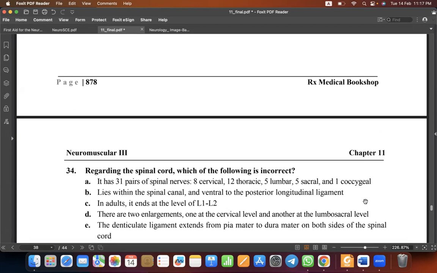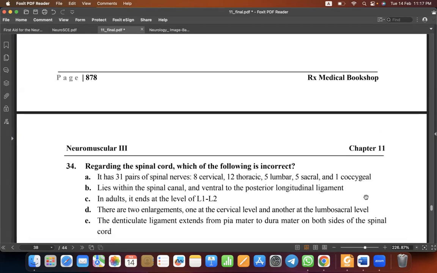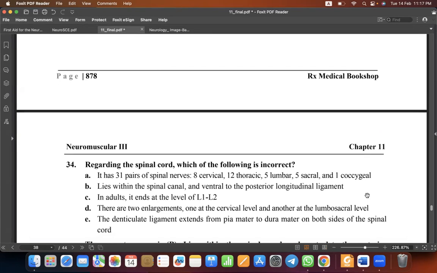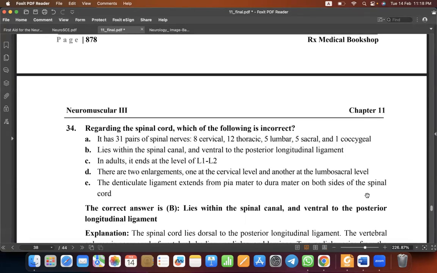So I guess the first important thing is that we should remember the two enlargements. The enlargement, particularly the cervical one, I guess, is the brachial plexus. It's right. So, oh, I guess it's B. I'm extremely sorry. The spinal cord lies within the vertebral canal. It is actually dorsal to the posterior longitudinal ligament.